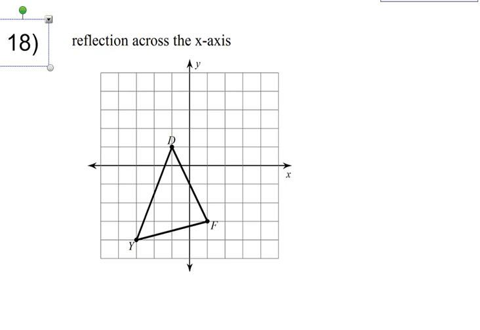Okay, another reflection across the x-axis. This one straddles the line. So D is above the line, so it's going to go below. And Y and F are below the line, so they're going to go above. Y prime, F is 3 away. So you end up with something that looks like that.